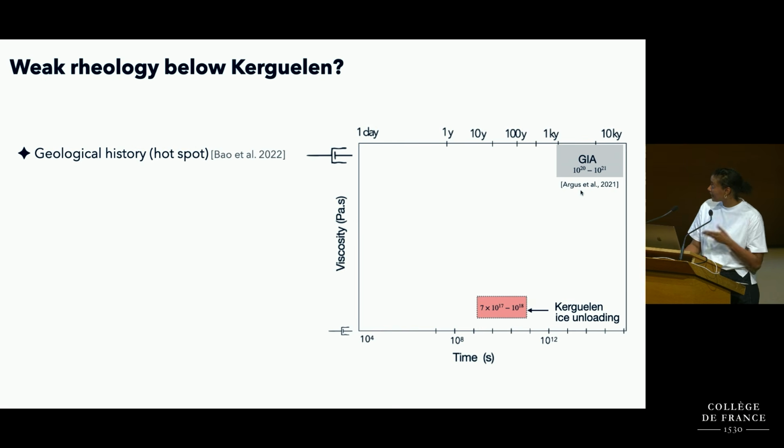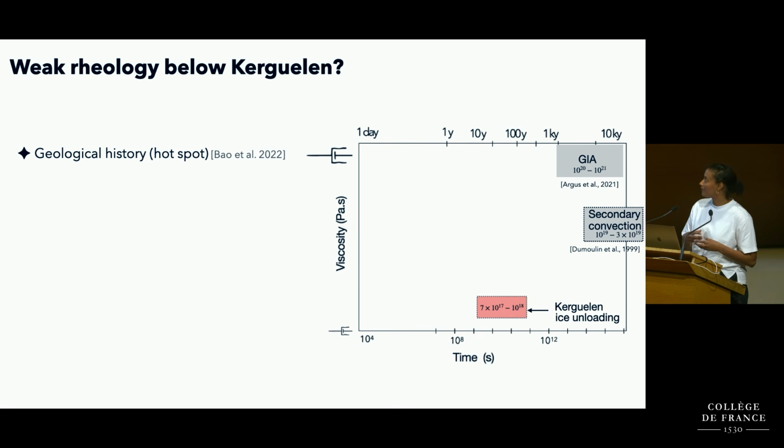But in fact, it's difficult to compare this to what we get from GIA estimates, because GIA estimates are mostly constrained by observations that are in cratonic regions. So to look at something that would reflect a little more what happens in the asthenosphere, there are some considerations from small-scale convection to explain the thickness of the oceanic plates and young continental plates that can tell us that in the region we're looking at, we should have something of the order of 10 to the 19 Pascal seconds.